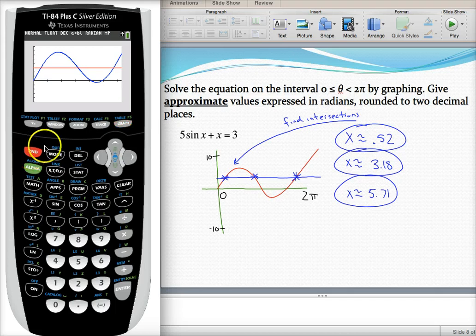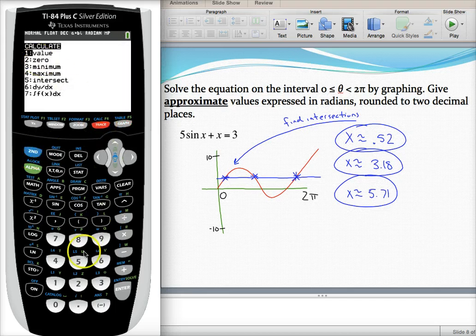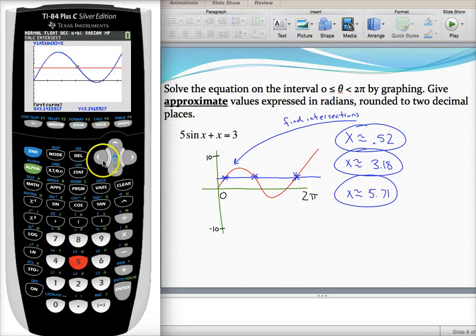So to find those, I'll press second, trace, and then select option 5, intersect. And all you need to do is, using the left and right arrows, just trace close to one of your solutions or intersections, press enter 3 times, and your calculator will find that first approximate solution. So about 3.17, or 3.18 if I round, is my first.